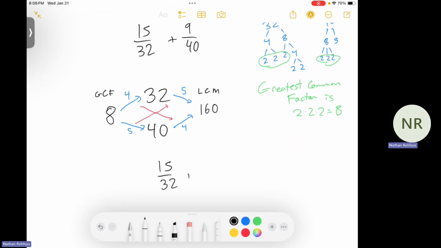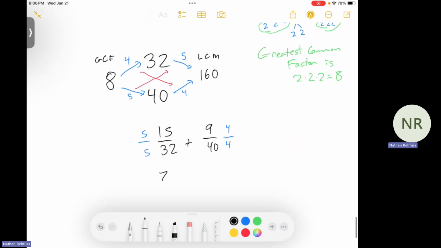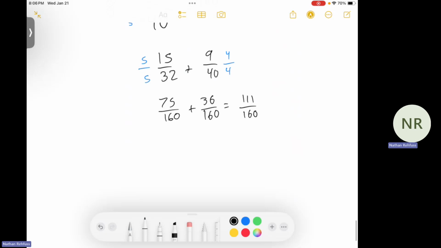I'll do another one of these. 32 times 5 is 160. 40 times 4 is 160. So I have 75 over 160 plus 36 over 160, and that's 111 over 160. And since I did it this way, I do not need to reduce the fraction. Let's try another one.